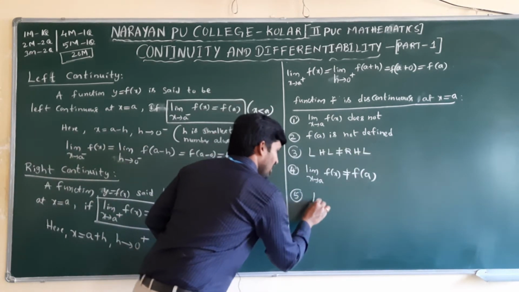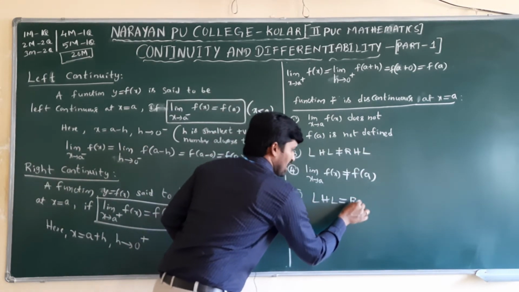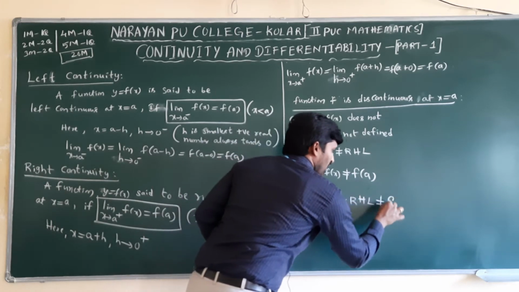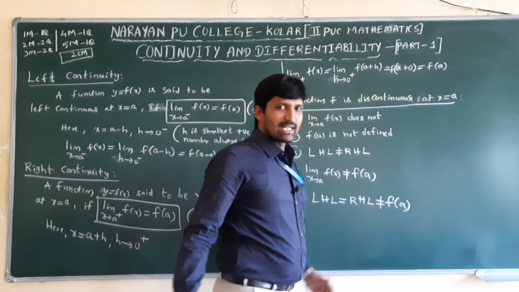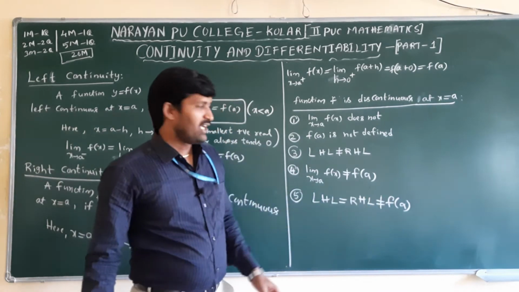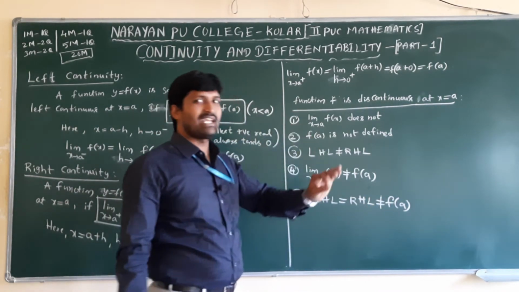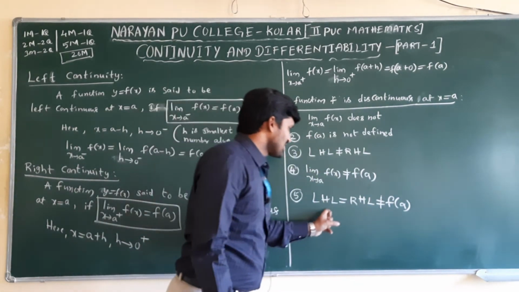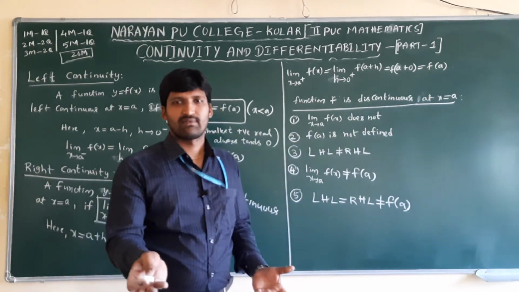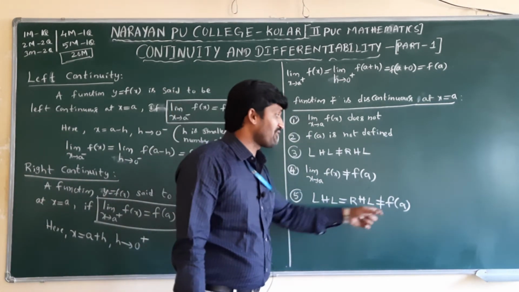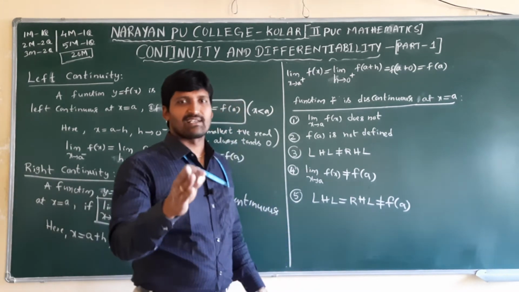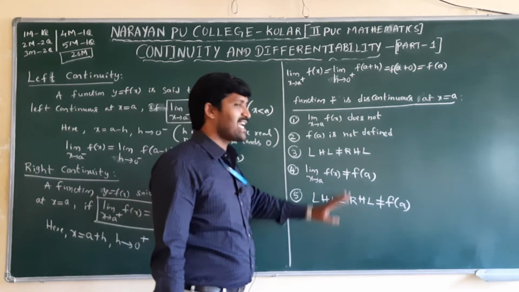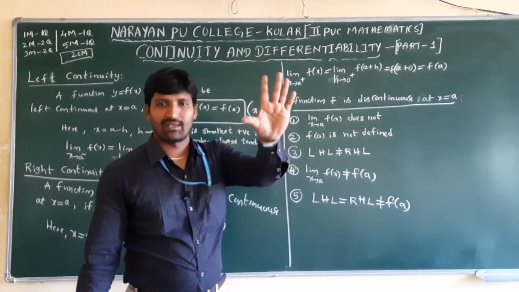Next, LHL and RHL both are equal, but it is not equal to f of a. Only if all three are equal is continuity possible. If any one value is not equal, it is clearly discontinuous. For example, LHL not equal to RHL, discontinuous only. LHL, RHL equal, but f of a not equal, in that case also we can say that it is discontinuous at x equal to a.